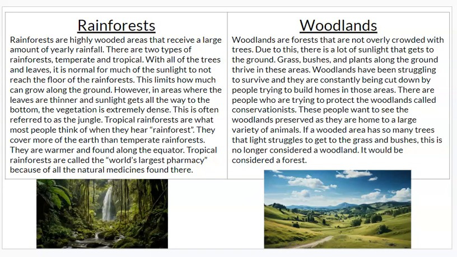If a wooded area has so many trees that light struggles to get to the grass and bushes, this is no longer considered a woodland. It would be considered a forest. Take a moment and look at the image.